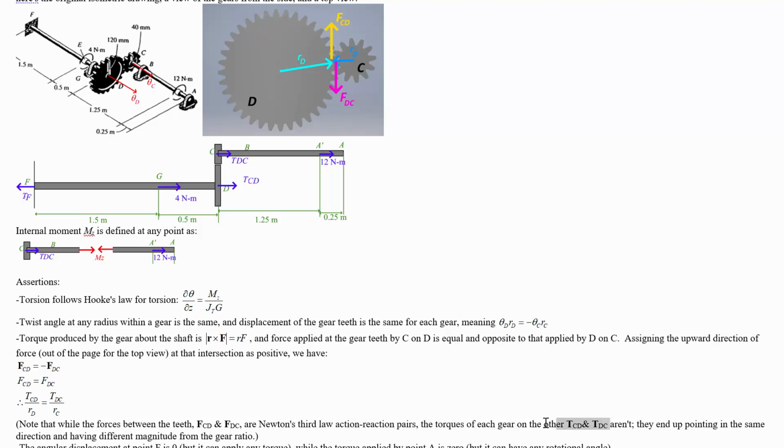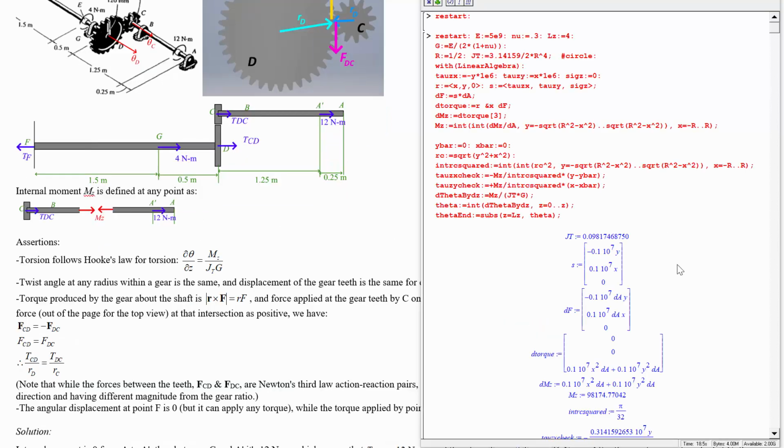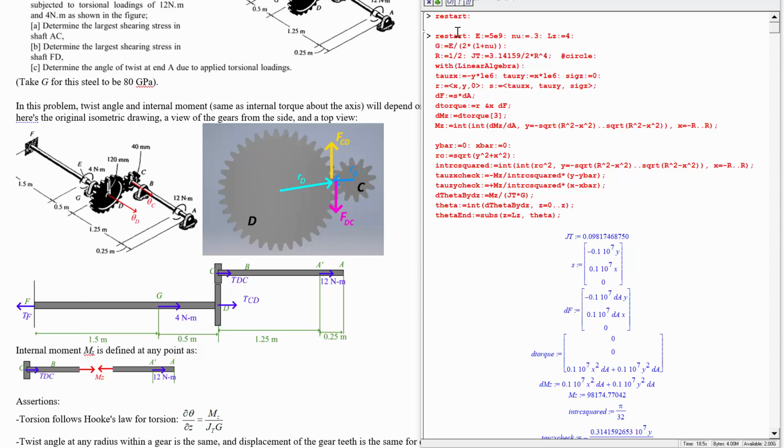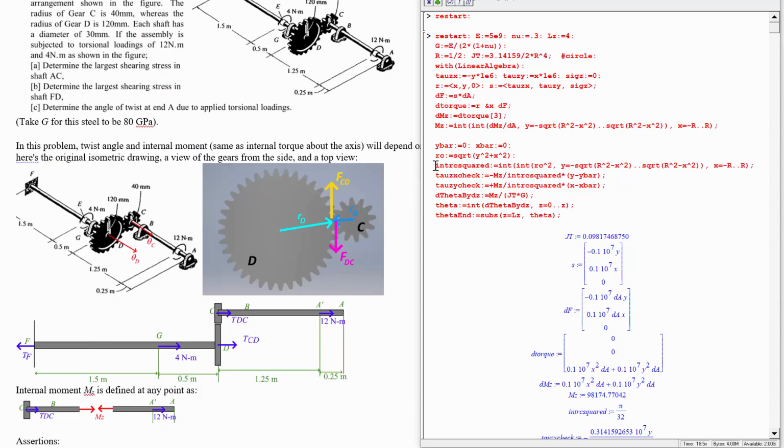So they end up pointing in the same direction and having different magnitude due to the gear ratio. So let's go ahead and solve this then. We've got a couple of things that we can put in. We can say that the torque here, let's do the internal moment on this part.